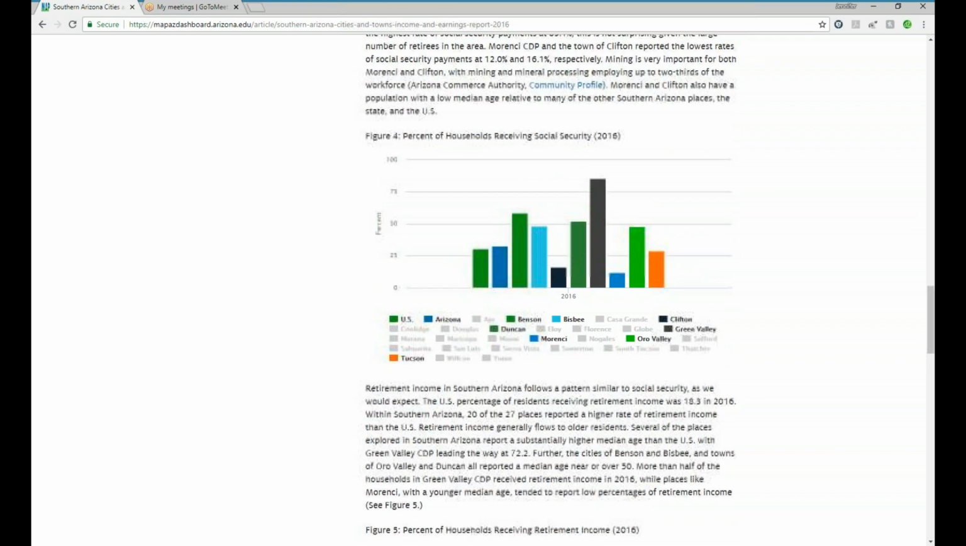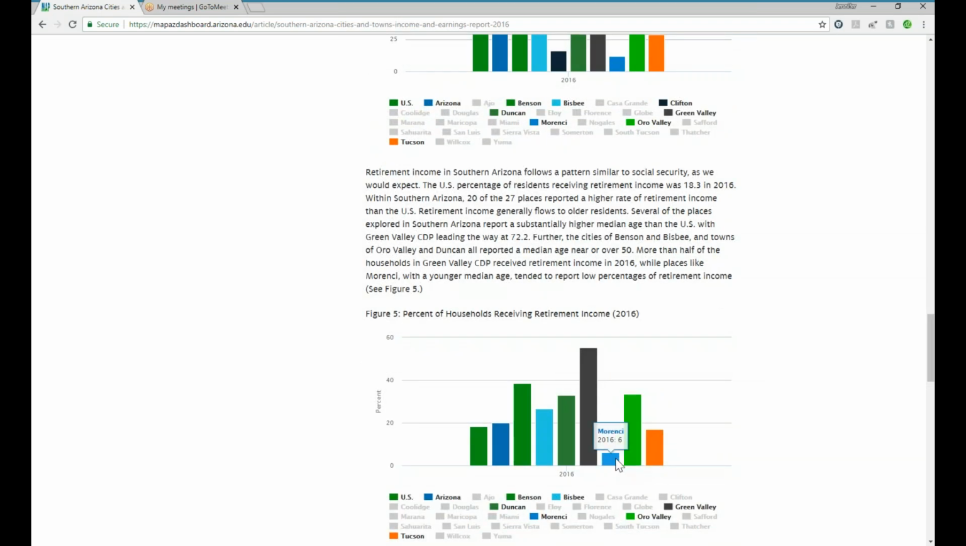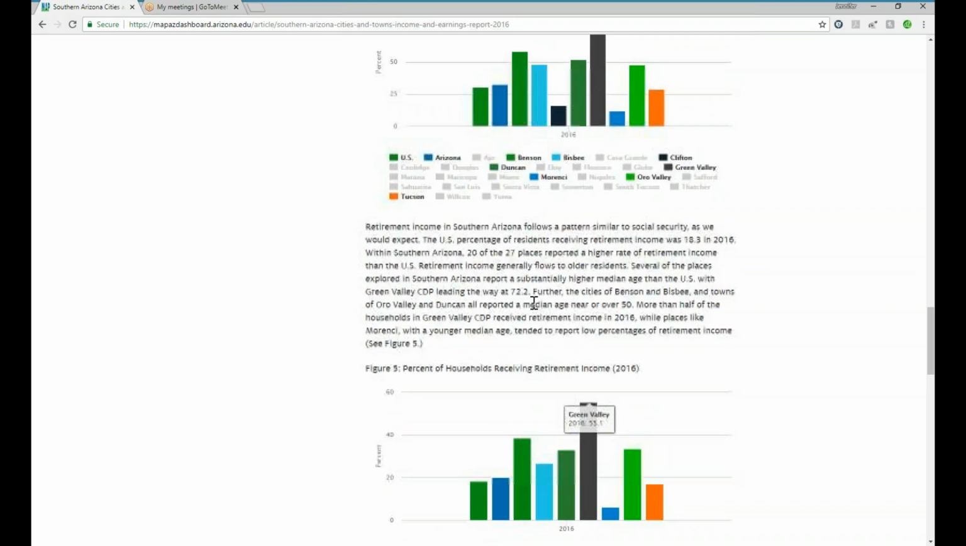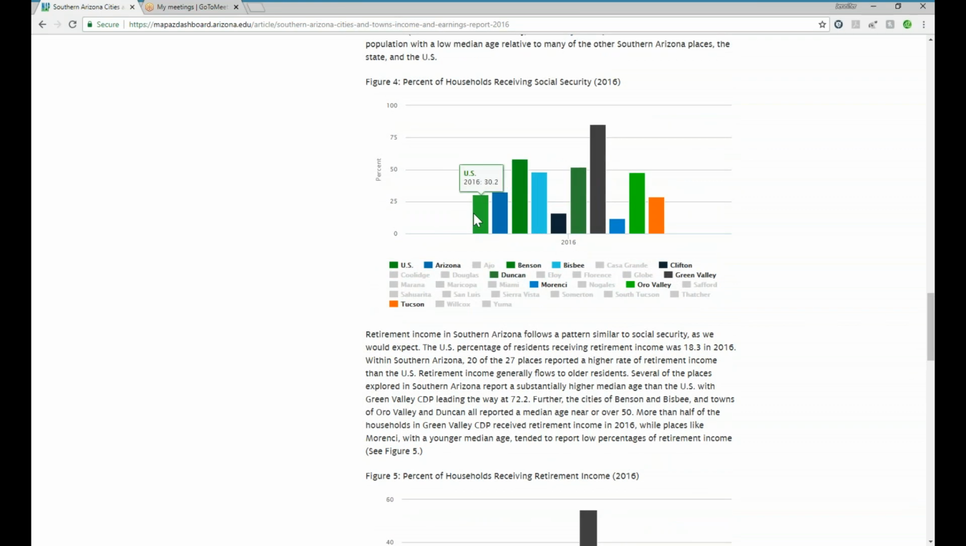And likewise, we see some of our communities like Clifton and Morenci, which have a really high percentage of those reporting earnings and also have a low median age, have a low reported rate of receiving Social Security benefits and receiving retirement income. Here, Morenci at 6%. So you can see the U.S. and the state of Arizona are very similar across the board.